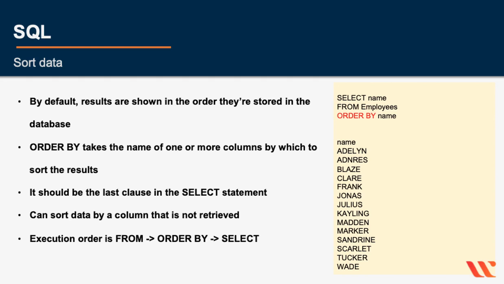You can also sort data by a column that's not currently being retrieved. This is because the order by happens before select. So in other words, the entire table is retrieved, then ordered, then restricted to just the name column. So when the ordering part was happening, we did not restrict to certain columns with the select. The execution order is going to be from, order by, and then select.